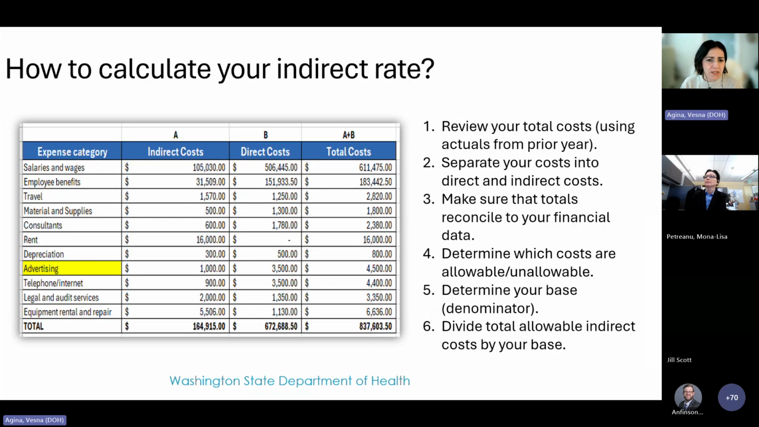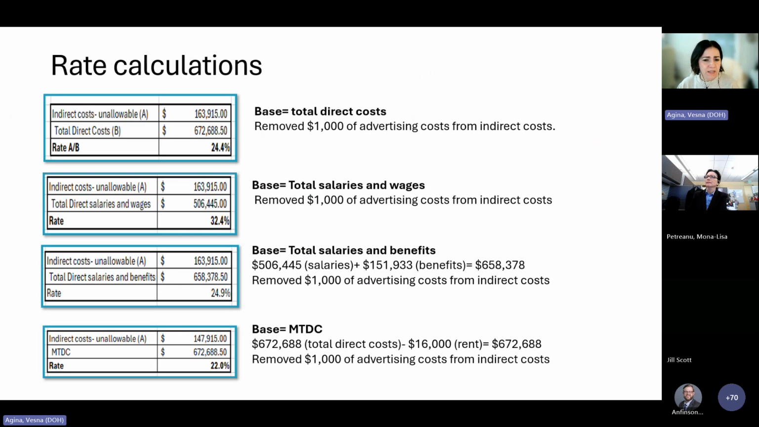Again, this is just a quick example of these steps. So in this example, again, very basic, we have indirect cost, direct cost, and then, of course, a total cost. We can see that in this example, we have advertising costs that are unallowable, so then we would remove that. And this slide just shows an example of what the calculation looks like based on those numbers, and then based on the base that you're using.